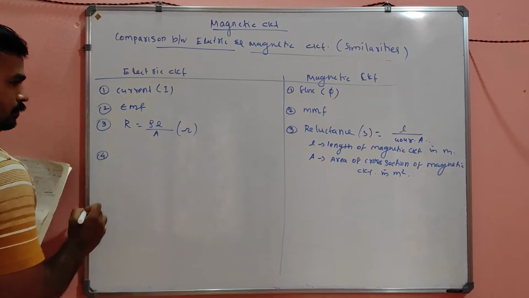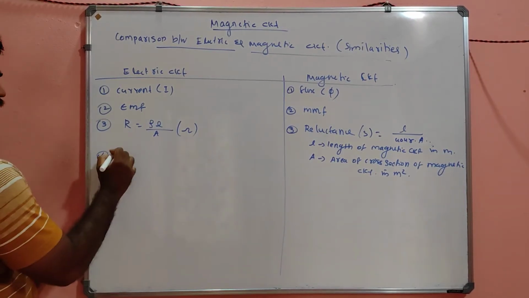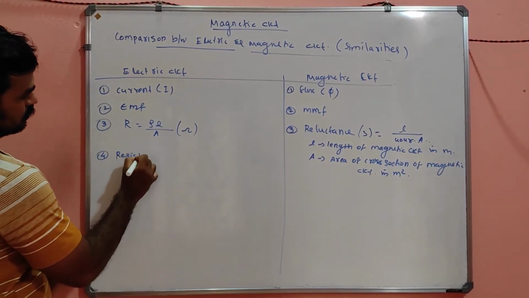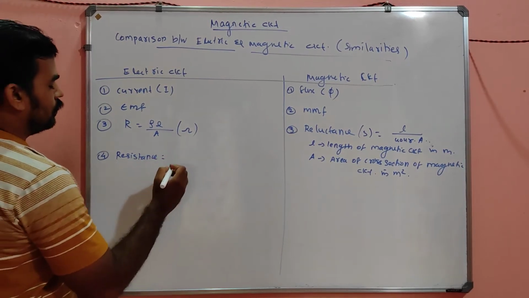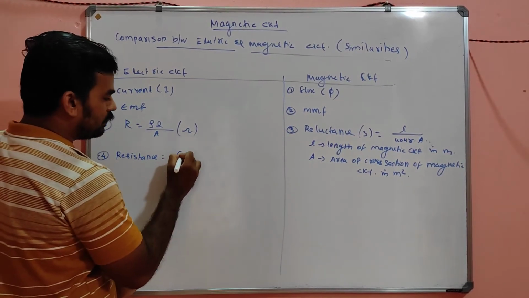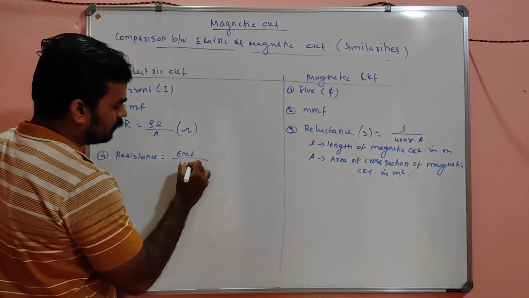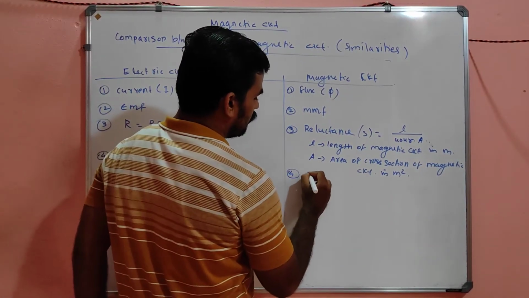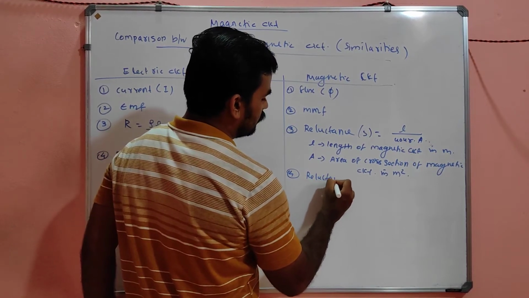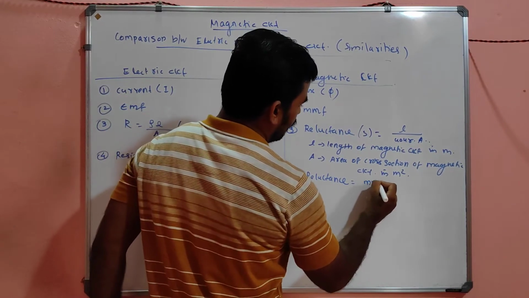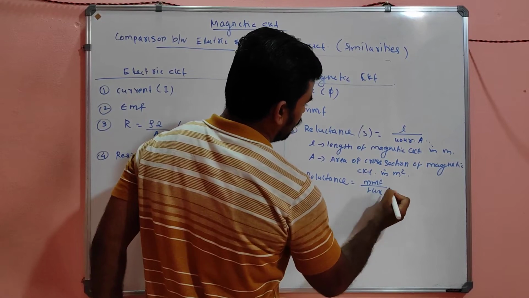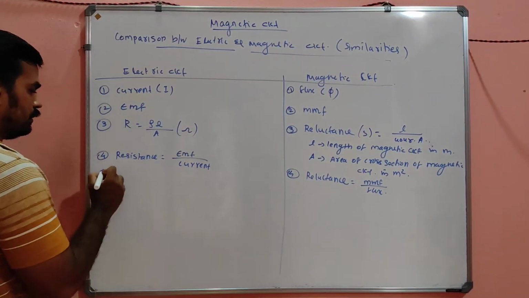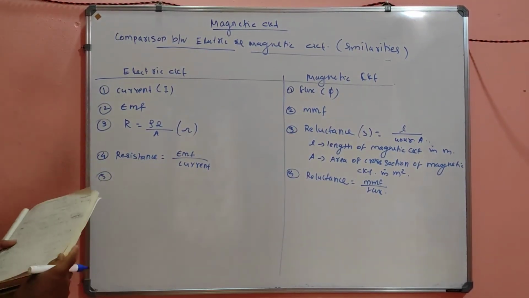And fourth one, resistance R equal to V by I, EMF divided by current. In the same manner here, reluctance is MMF by flux. Very, very important relation, that is. Very, very important similarity, my dear.